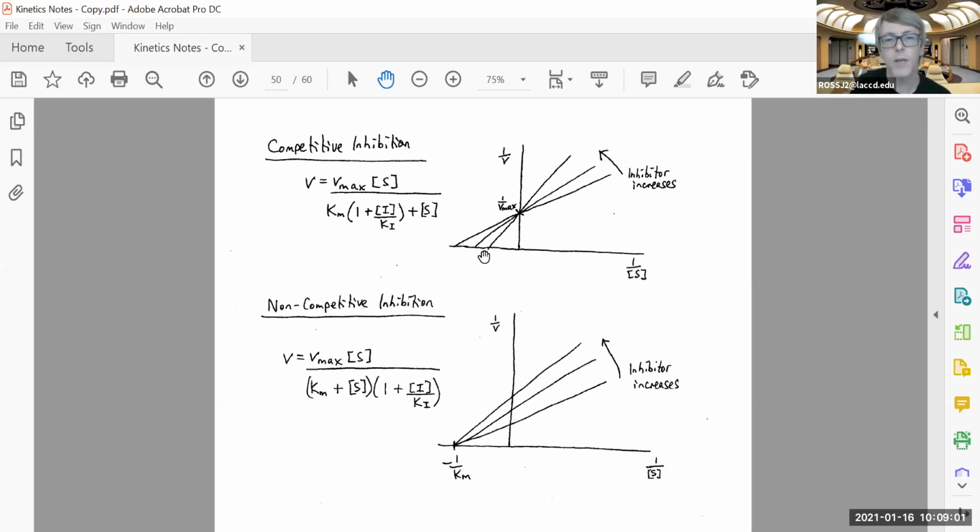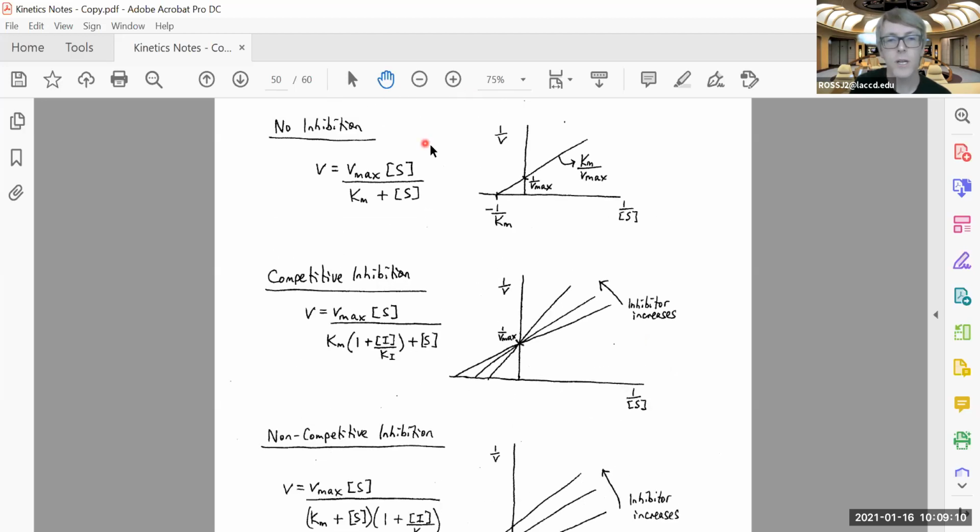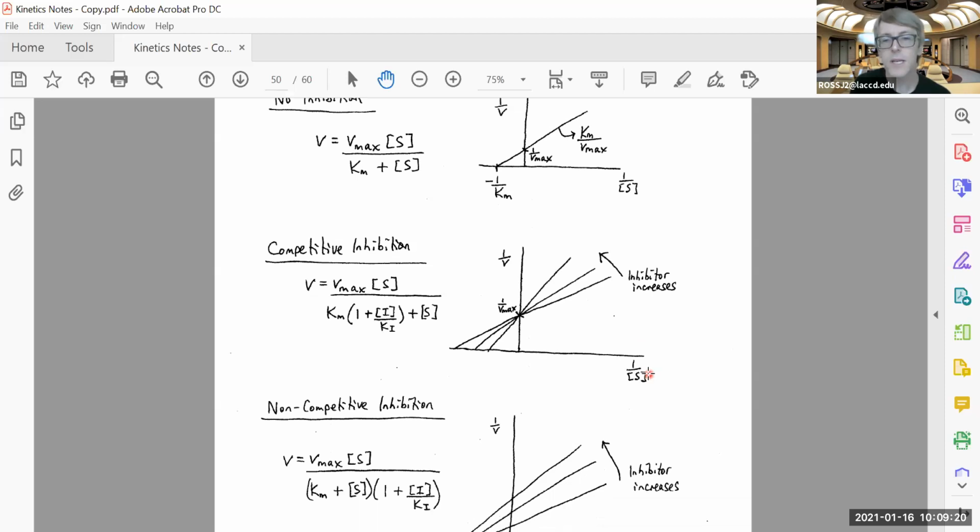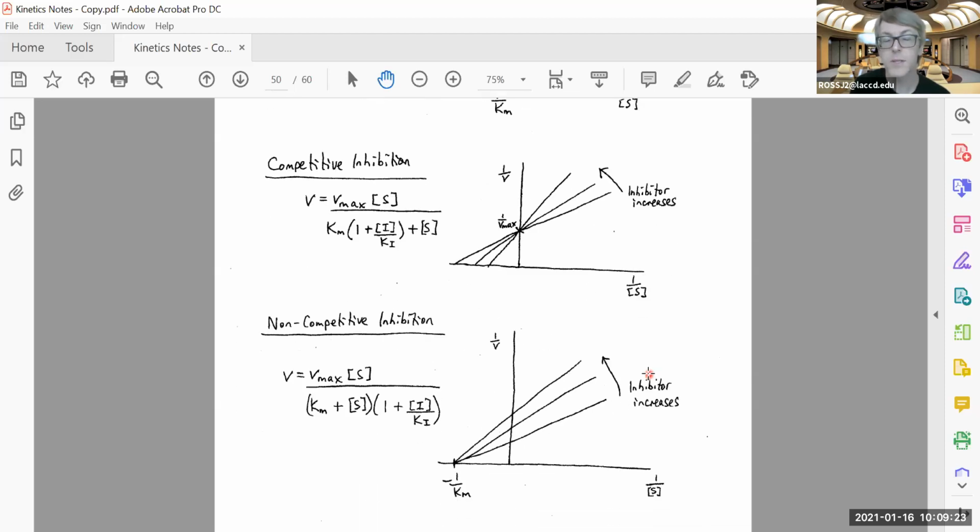Let's now compare this. So now we've seen the differences between these two types of inhibition. Let's compare it with the native original version, which lacked that term 1 plus I over Ki in the denominator here. So this is a nice summary of all the types. There are more types of inhibition, but these are the types that we'll look at in my course at least.